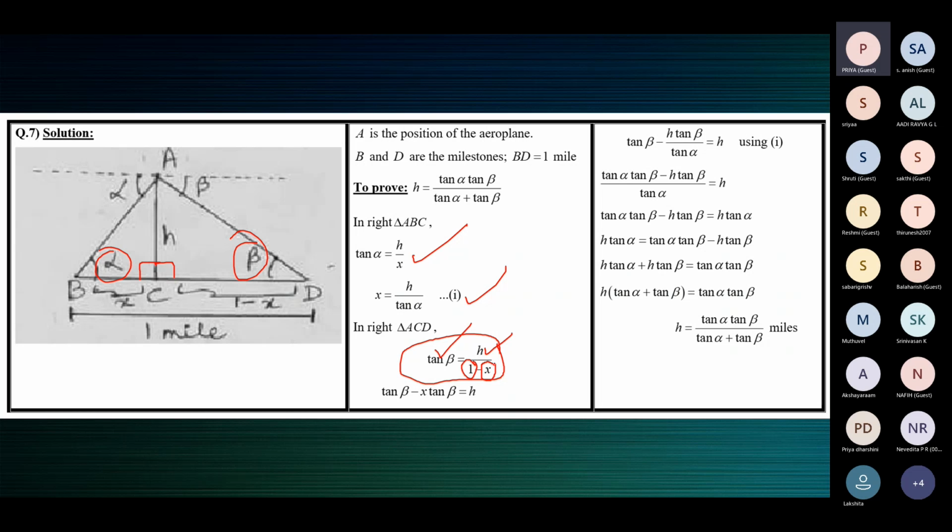Do you need x in the final result? No, we don't need x. So you must substitute something for x. That is why we write x is equal to here. x is equal to h by tan alpha. So here in place of x, we are going to write h by tan alpha. That way, all the expressions here will be required in the final result, and we'll write h is equal to whatever expression.